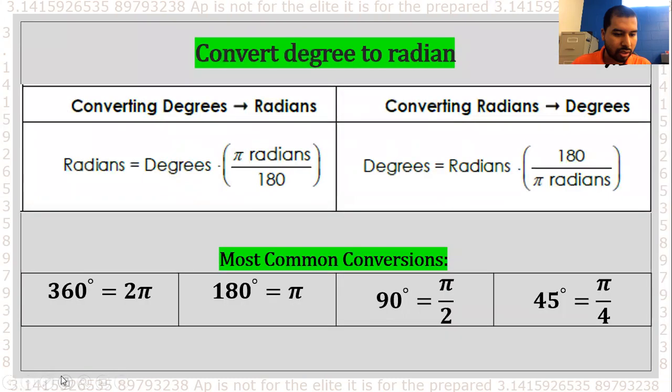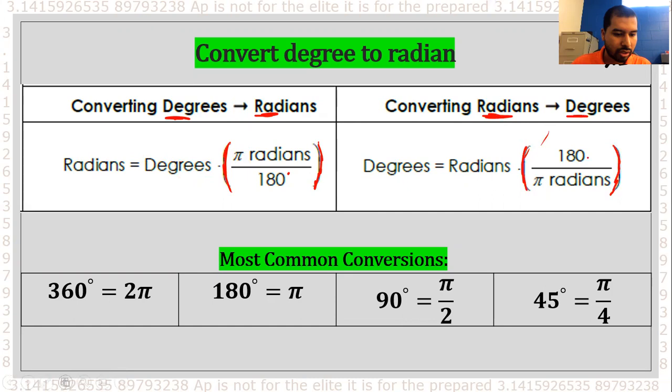Alrighty. The next thing that I want you to know is this right here. There are some common ones that you just tend to memorize, but there's also a way you can figure this out on your own. If you want to change from degrees to radians, you need to multiply by pi over 180 degrees. If you want to change from radians to degrees, you do the reciprocal. You multiply by 180 over radians.